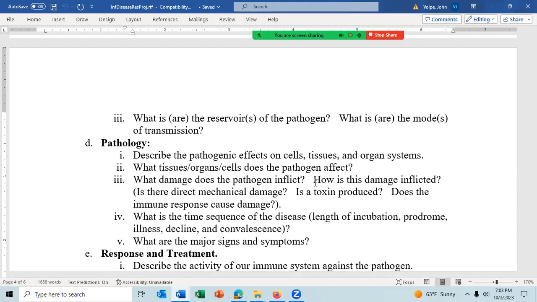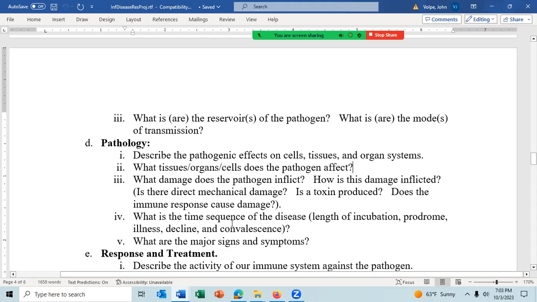I can't think of one off the top of my head, but I know when HIV was first observed in the United States, people were not sure what tissues and organs it was affecting. With COVID-19, I think everybody knew immediately what tissues and organs it was affecting.